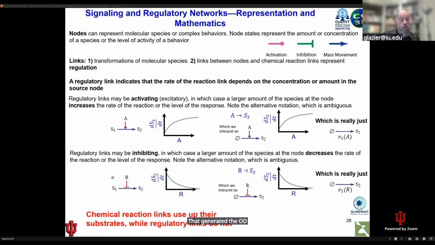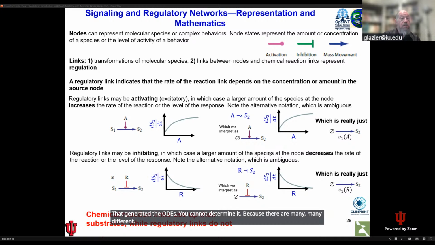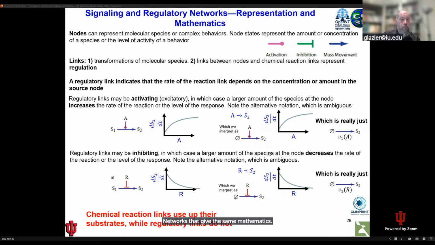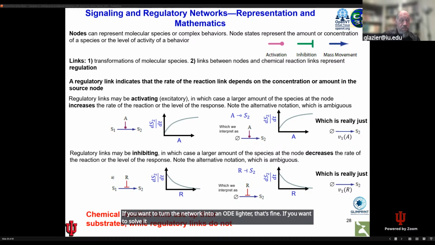You cannot determine it because there are many, many different networks that give the same mathematics. And so you can't go backwards. That's why I'm saying you shouldn't start from the ODEs. If you want to turn the network into an ODE later, that's fine. If you want to solve it with MATLAB later, that's fine.